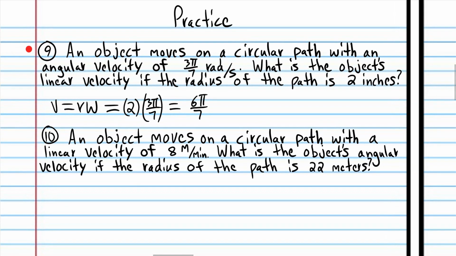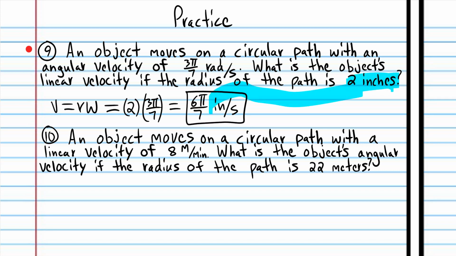The linear velocity is 6 pi over 7 inches per second. Now, how did I know inches? Because the radius is in inches. How did I know seconds? Because the angular velocity is measured in radians per second. But notice that the radians kind of disappeared. That's why we don't need to write units whenever we state radians.